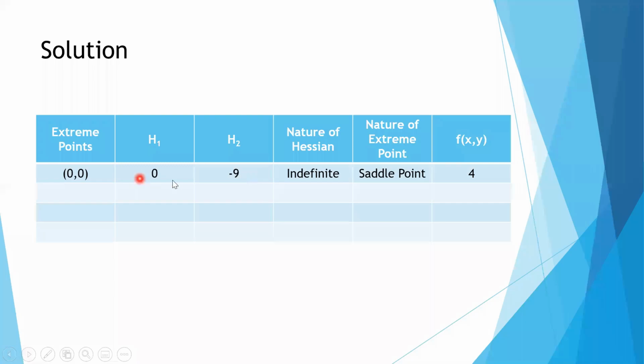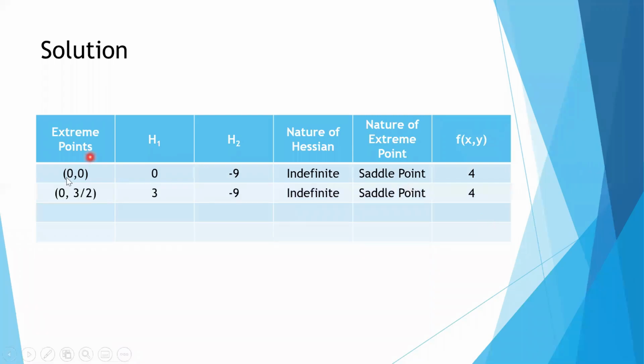So now, according to our condition, only if they are all positive, or alternating between negative and positive, are they definite. So right now here it is 0 and here it is minus 9. So this point is indefinite and hence it is called a saddle point. Now if I put x equal to 0 and y equal to 0 in the function, I get the functional value, that is 4. Similarly, you do it for all the other points.